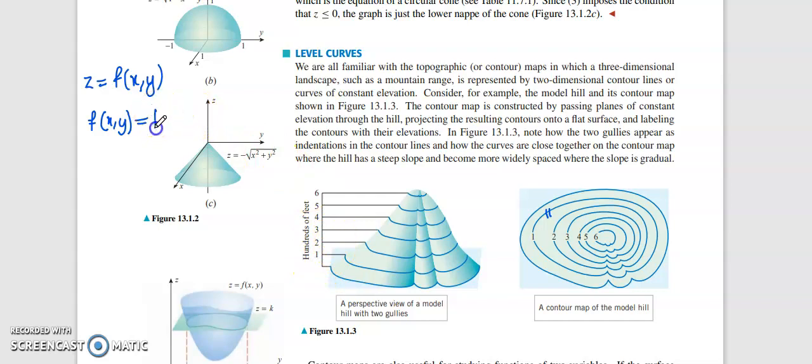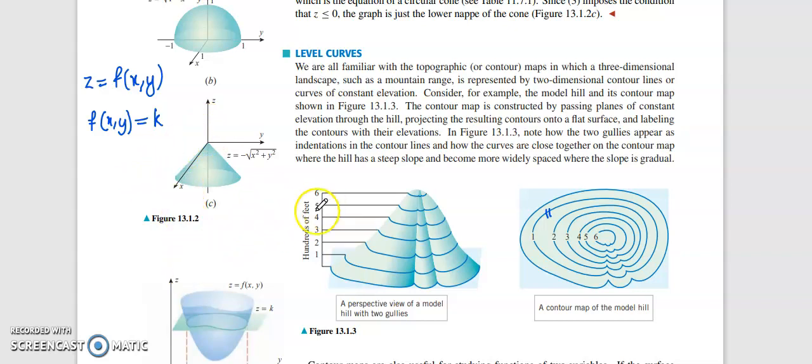So level curves are the curves given by taking f of x y equal to k. So that gives the corresponding cross section of your surface at the height z equal to k.